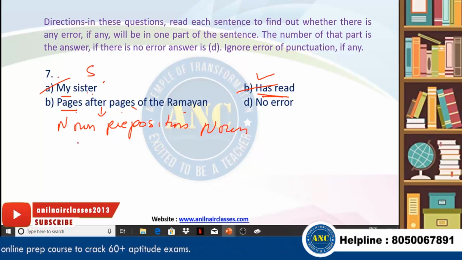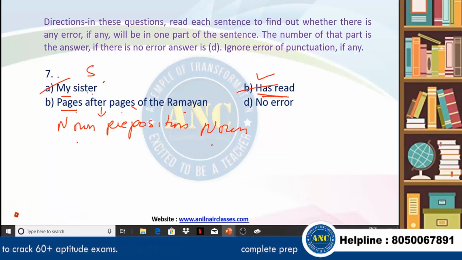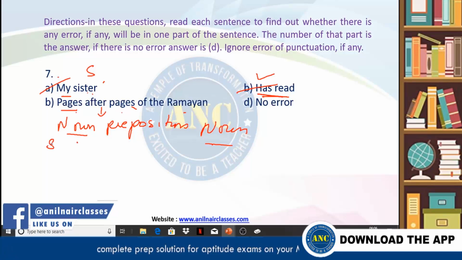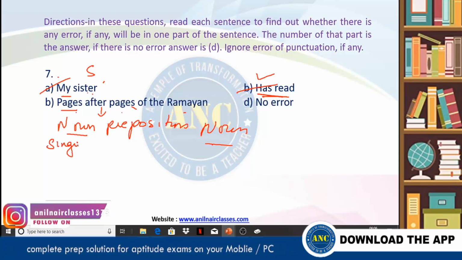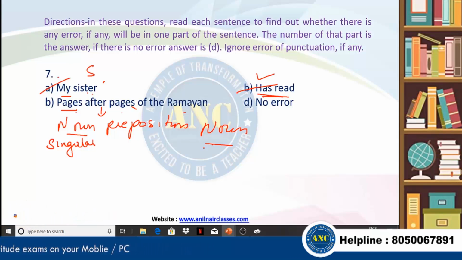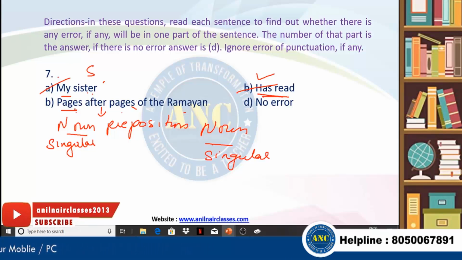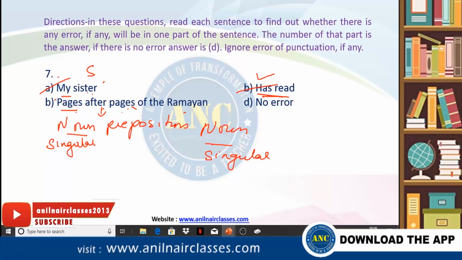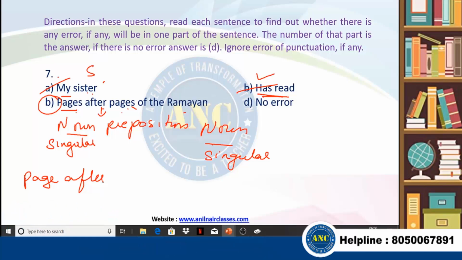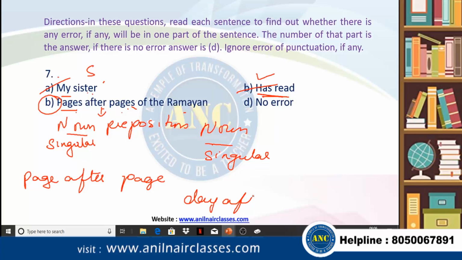So what we have learned, when two nouns are joined with a preposition, these nouns will always be in the form of singular. You'll have the singular noun, preposition, then again a singular noun. So that pages after pages is an error. It should be what? Page after page. Or remember, day after day.